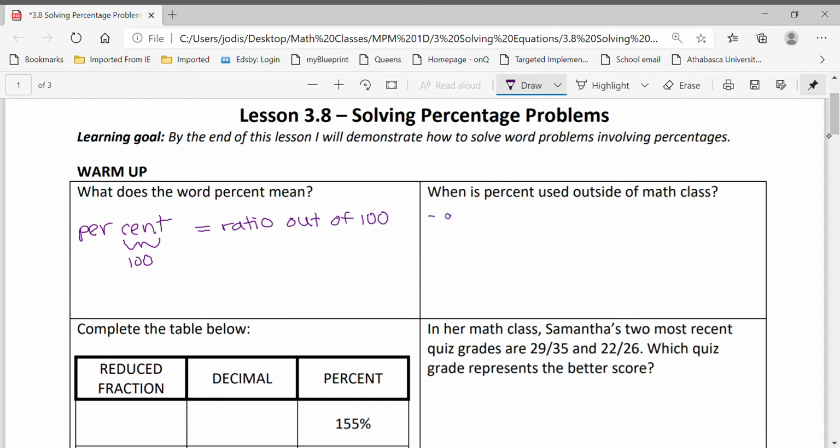When is percent used outside of math class? Well, some ideas might be when you want to figure out your grade on a test. Discount at a store, when something's like 25% off. You're figuring out tax, like HST, it's 13%. In sports, sometimes they give statistics in percentages. And in marketing, you can look up stocks, how much something rose or fell, a certain percent. There's lots of examples of how percent's used outside of a math class. Those are just a few.